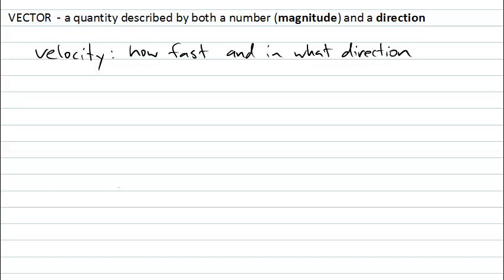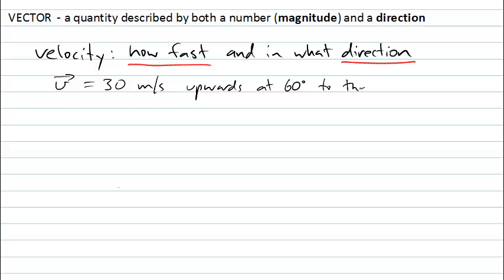So how fast is the magnitude, the size of the velocity, and of course the direction is telling us the direction of the velocity. We might write that using a symbol V with an arrow over the top. The arrow is to indicate this is not just a number, but also has a direction. We can imagine something having a velocity of, say, 30 meters per second, heading upwards at 60 degrees to the horizontal. Again, that's a vector because it has a magnitude, 30 meters per second, and a direction. Here it's indicated in words as upwards at 60 degrees to the horizontal.